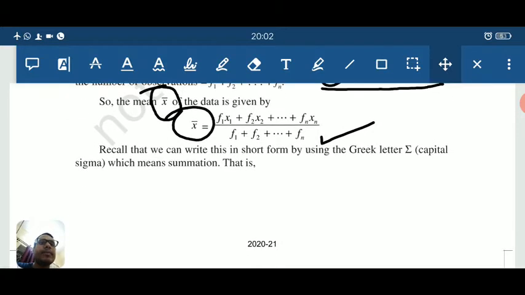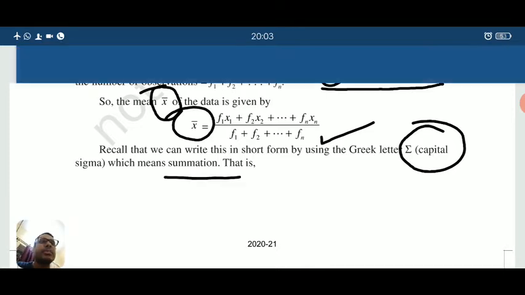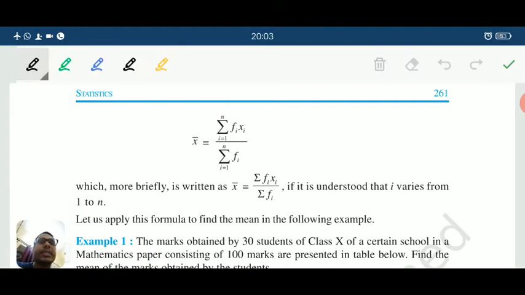In short form, we write the summation of these numbers, the frequencies and the observations, divided by the total number of frequencies, using a Greek letter called sigma, which means summation. Summation means to add up all the numbers. So moving to the next one, you will understand very easily that x bar is equal to sigma of fi xi, where i starts from 1 to n.